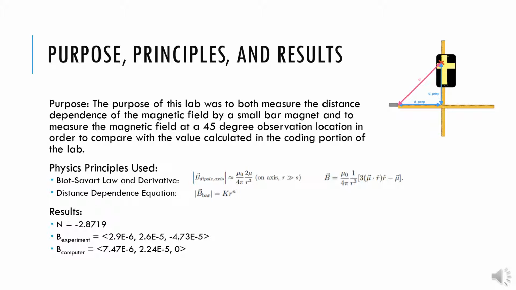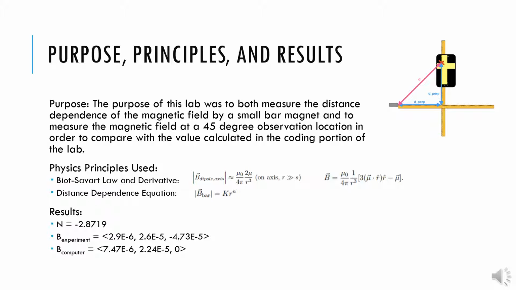The overall purpose of this lab was to both measure the distance dependence of a bar magnet's magnetic field and to measure the magnetic field at a 45-degree observation location, in order to compare it with the computer result for the same location. The computer will use values found in the beginning of the lab for its calculation.